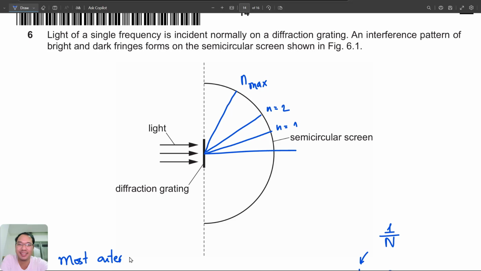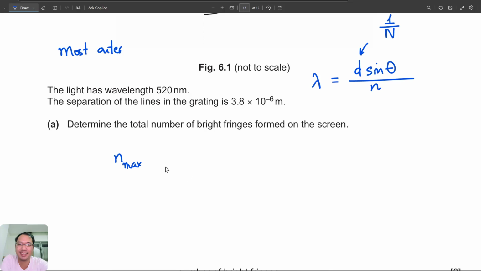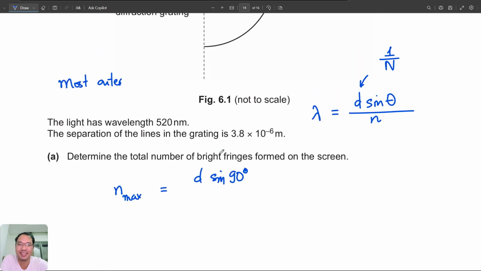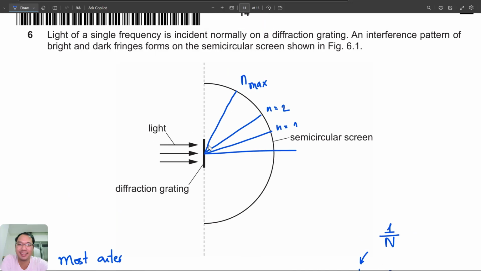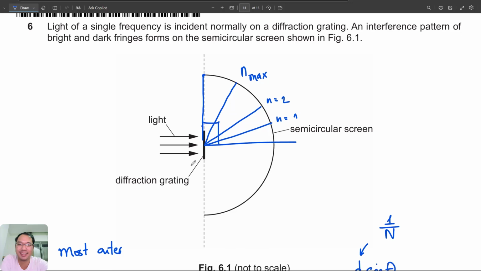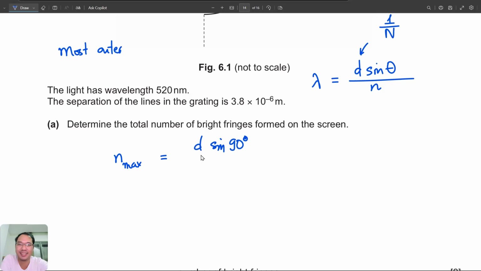So the point is to calculate the value of the maximum n, and it is determined by d multiplied by sine of the maximum angle. We assume the maximum angle is 90 degrees, which means we assume that the maximum is at this point, and this angle is 90 degrees, divided by the wavelength lambda.